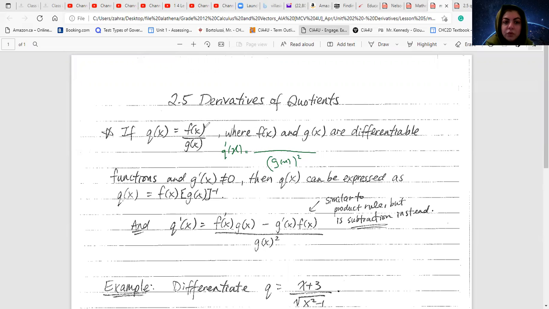The derivative of the numerator, f prime, multiplied by the denominator without any change, g of x, minus the numerator without any change, multiplied by the derivative of the denominator. As you see here, this is the quotient rule. Okay, we want to do an example here.